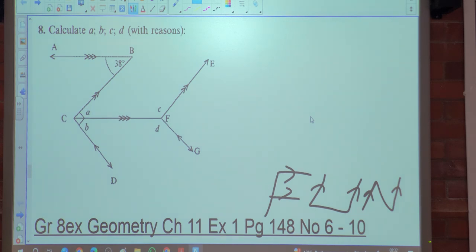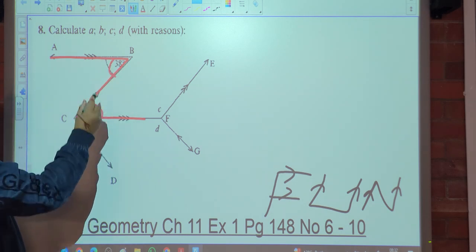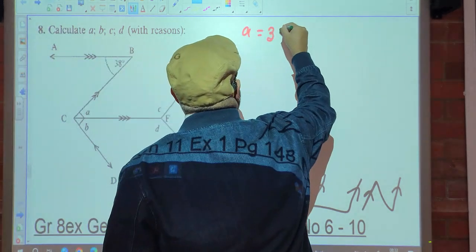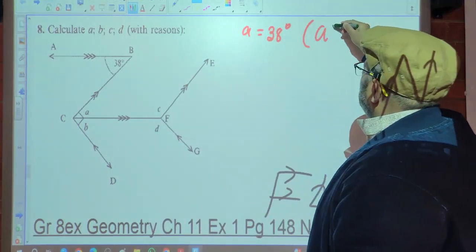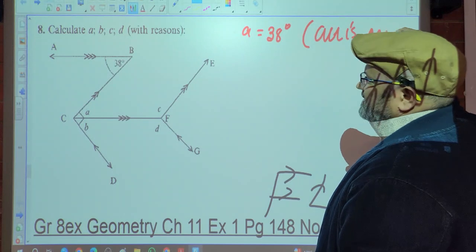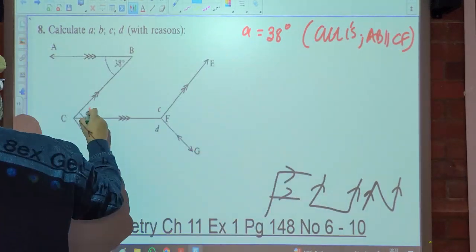A. How you going to calculate A? Alternate angles. And you will see the Z there. So A is equal to 38 degrees. Why? Alternate angles with AB being parallel to C. Okay. So here's 38 degrees.